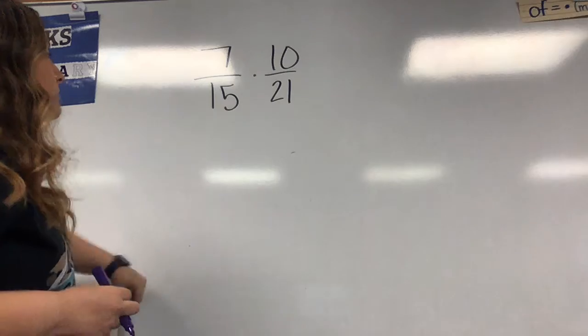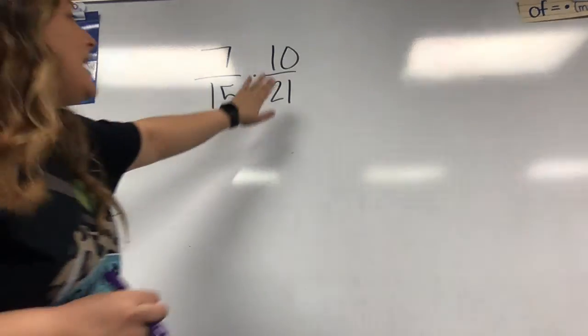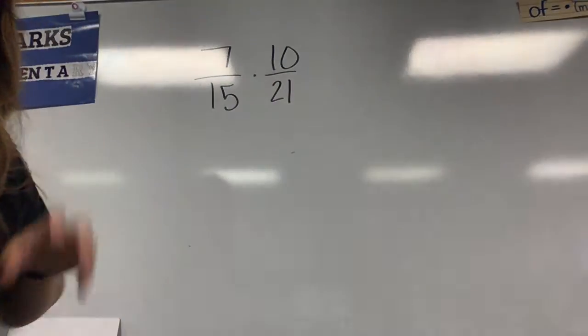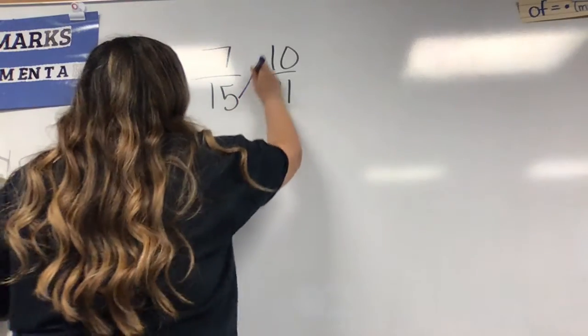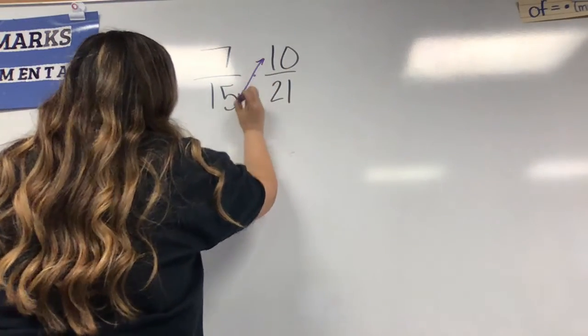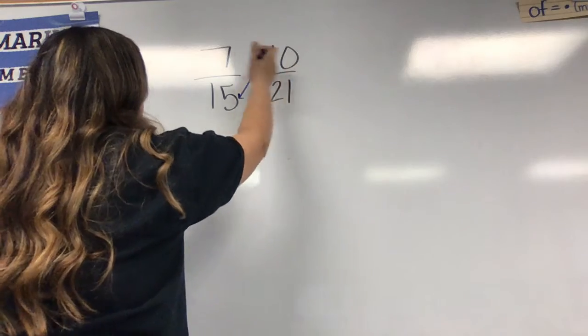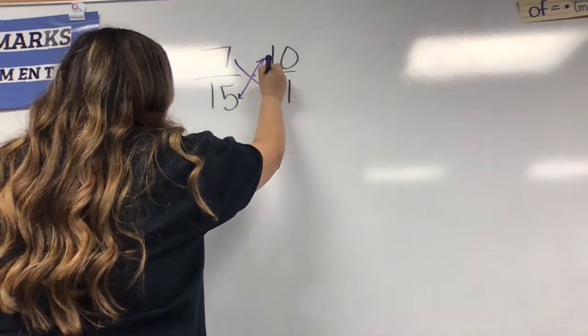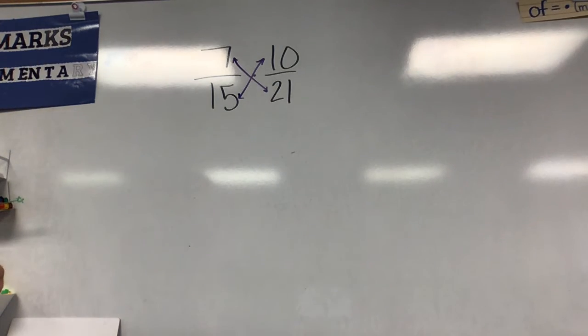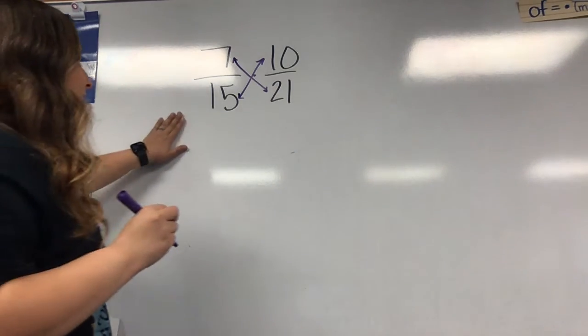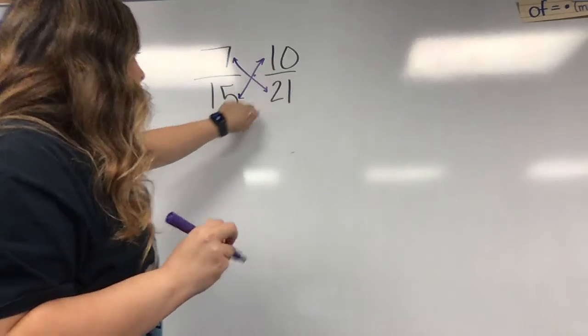So here's our next problem. We have 7/15 and 10/21. Remember, when we simplify before solving, we're always doing this in an X. So this denominator is working with this numerator. This numerator is working with this denominator. Now I get to look only where the arrows are at.